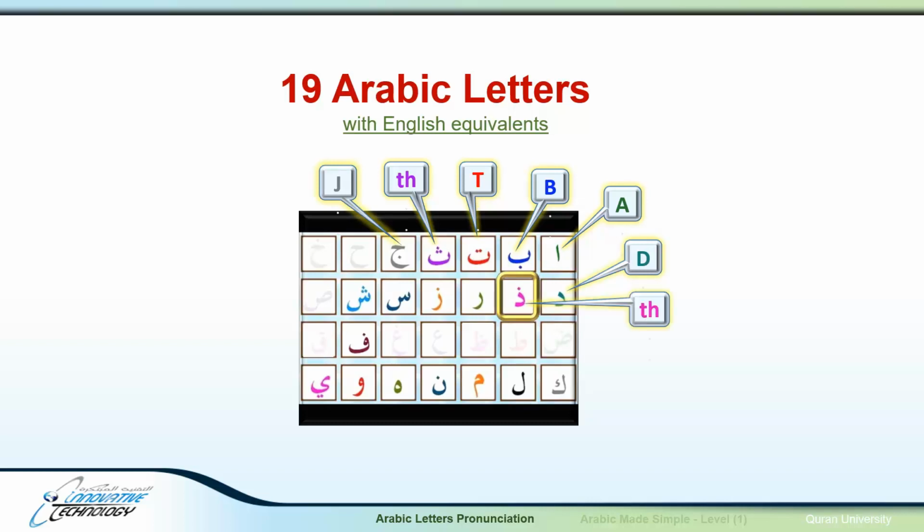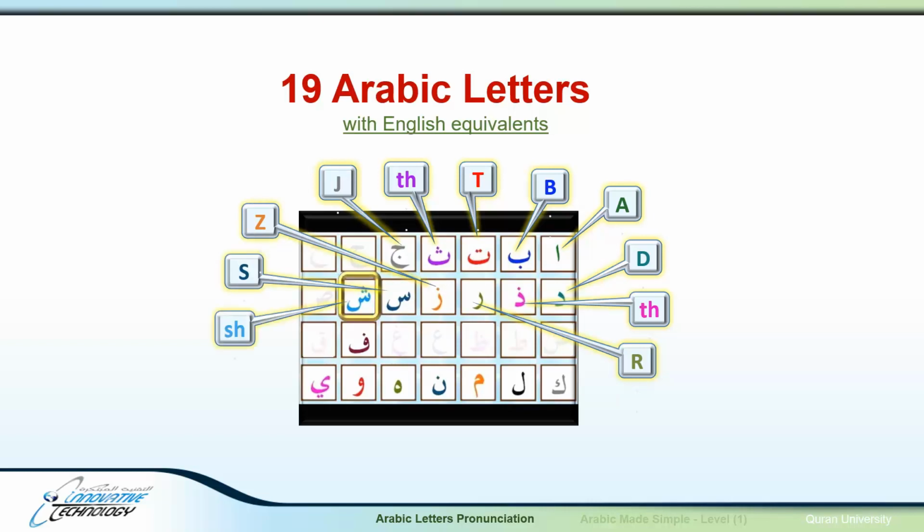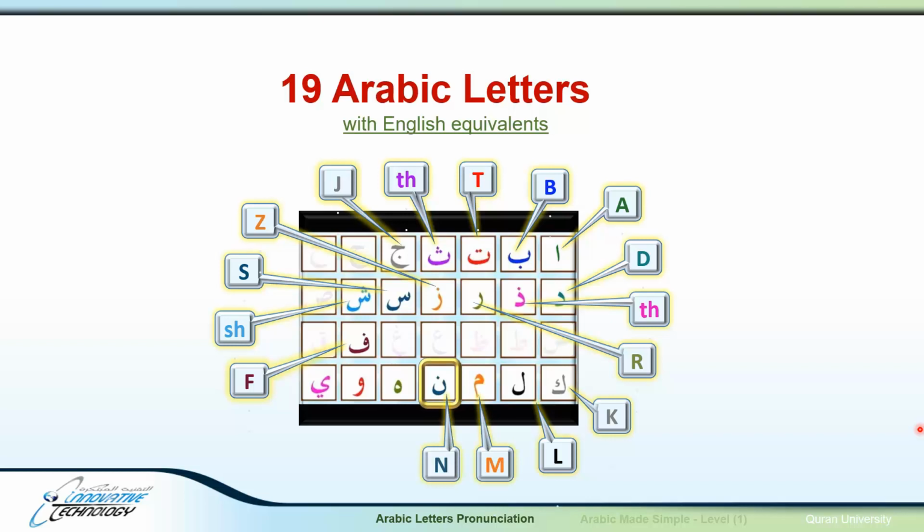The dhal is equivalent to a TH combination, similar to this one, a T and H, but with a different pronunciation, and the ra is equivalent to R, and the zain is equivalent to Z, and the sin is equivalent to S, and the sheen is equivalent to ish, a combination of 2 letters, S and H, giving the ish sound. And then we have the fa equivalent to F, the kaf equivalent to K, the lam equivalent to L, the mim equivalent to M, the noon equivalent to N, the ha equivalent to H, and the waw equivalent to W, and the ya equivalent to Y.